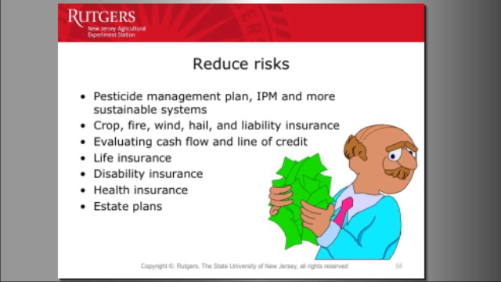in the U.S. Look at pesticide management, IPM, more sustainable systems. Look at your cash flow. Make sure you have a line of credit or some other source of funding to carry you through. Do you have life insurance? Disability insurance? Agriculture is one of the most risky businesses there is, so disability and life insurance are important if you have other people involved at all in the business. Health insurance is a key, and estate plans.